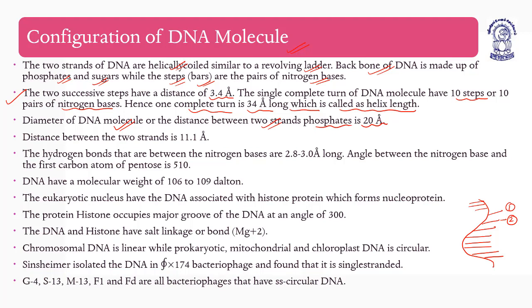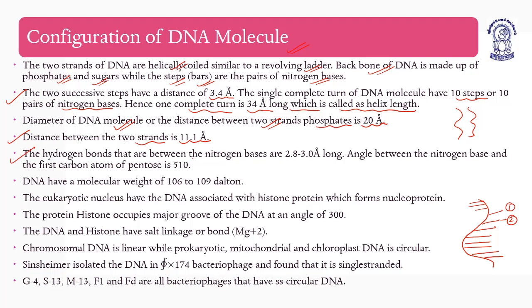The diameter of the DNA molecule, or the distance between two strands' phosphates, is 20 angstrom. The distance between two strands is 11.1 angstrom. If we compare the distance between two phosphates present on two different strands, then it is 20 angstrom, and the distance between the two strands is 11.1 angstrom.